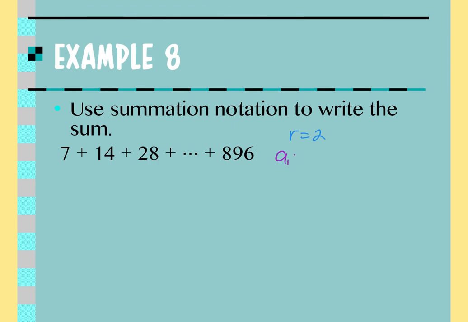I know the first term is 7. What else do you know? I know the last term is 896. What I don't know is how many jumps there are in between. So think about how we could rework that equation.